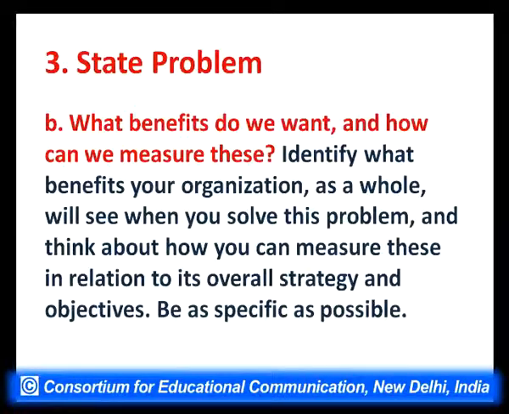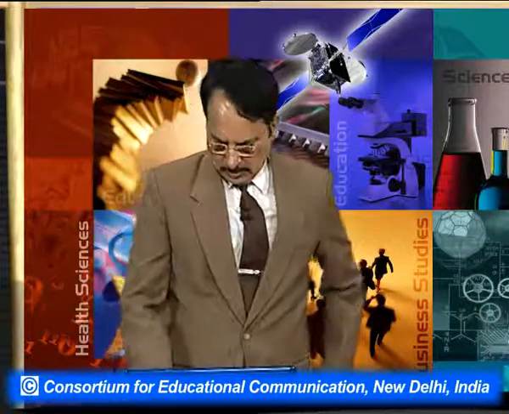What benefits do we want and how can we measure them? Identify what benefit your organization as a whole will see when you solve the problem, and think about how you can measure these in relation to its overall strategy and objectives. Be as specific as possible.